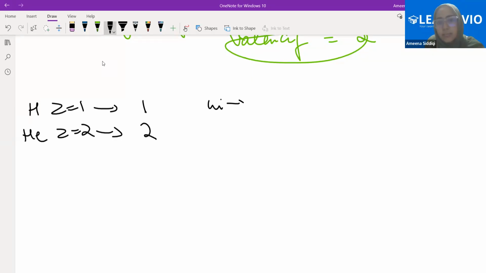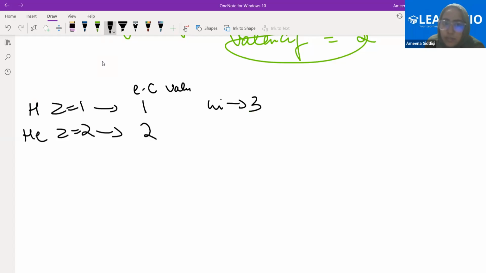The third one is lithium. Sorry, isn't helium's valency 0? Helium's valency is 0, but it is 0 because it has 2 electrons in its shell. You getting it? This is electronic configuration.